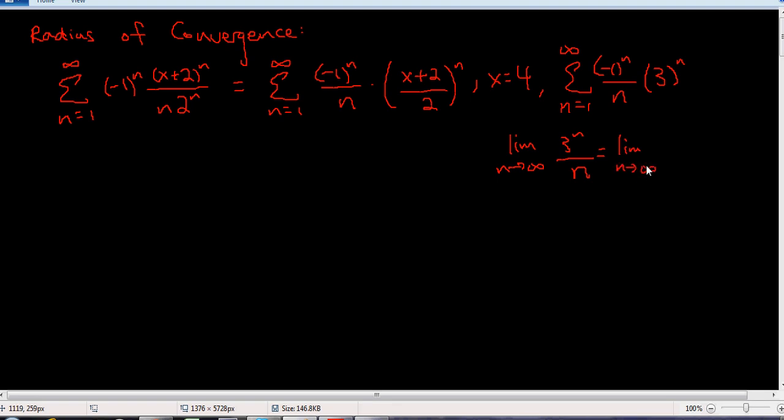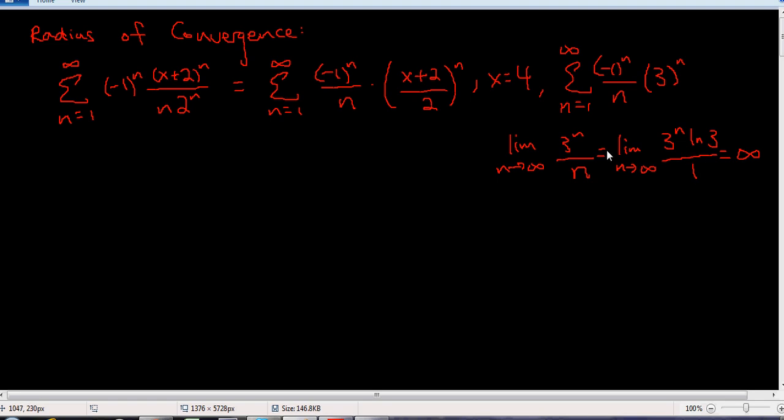L'Hopital's rule tells me that the derivative of 3^n is 3^n ln 3. If you don't remember this, that's okay. Just imagine if I had e^n, so it's e^n ln e, and that's why the ln e disappears. ln e is just 1, so it's just e^n. That's why the derivative of e^n is just e^n. That's kind of off topic though, and the derivative of n is 1. So now if I take n to infinity of the top, the bottom no longer depends on n, so this is simply infinity.